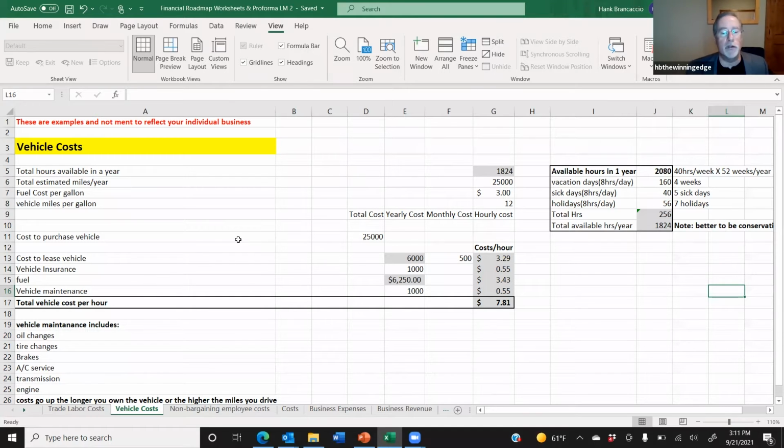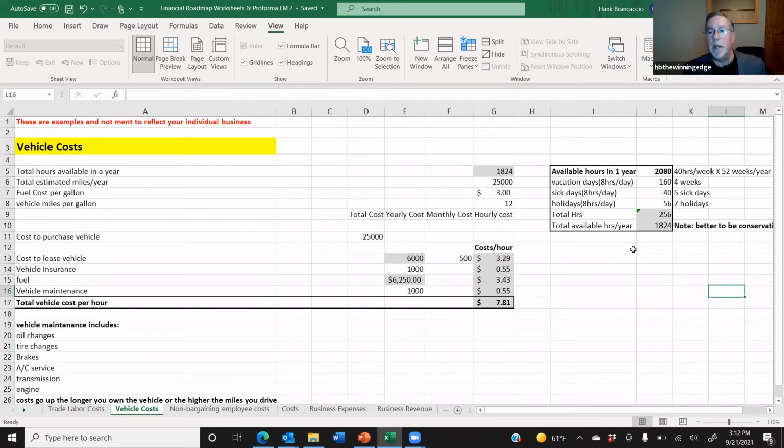Whenever you're trying to think of vehicle costs, you've got to try to break it down to hourly costs. Before we get into all of that, let's talk about available hours. We're right up here in this box in the corner, available hours in 1 year. If you take 40 hours a week times 52 weeks a year, that's 2,080 hours. Simple. But now you have to subtract from that all of the non-productive hours.